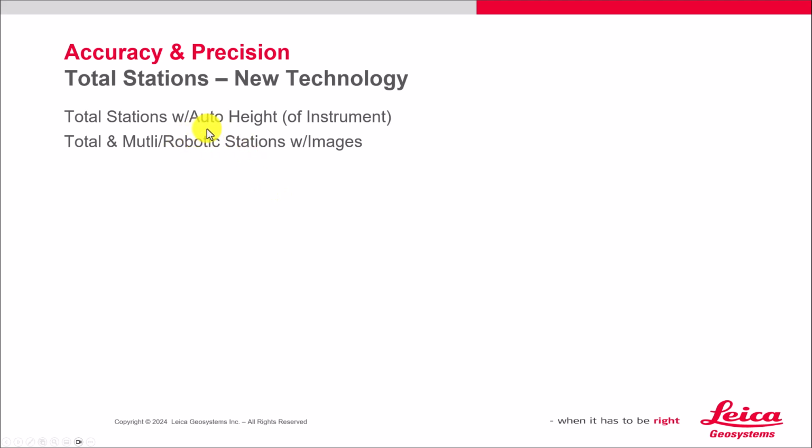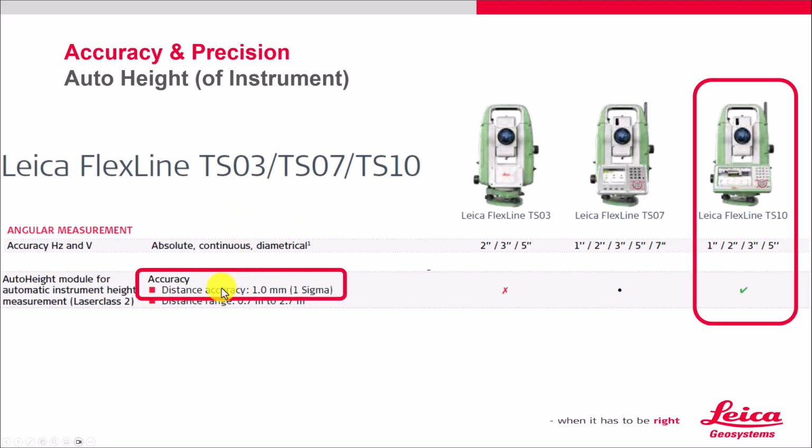Total stations with auto height of instrument, and also total and multi and robotic stations that take images, very common nowadays. Let's take a look at the specs here. So the auto height has a distance accuracy of 1 millimeter at 1 sigma. And then we're going to look at this total station here at the end, the TS10.